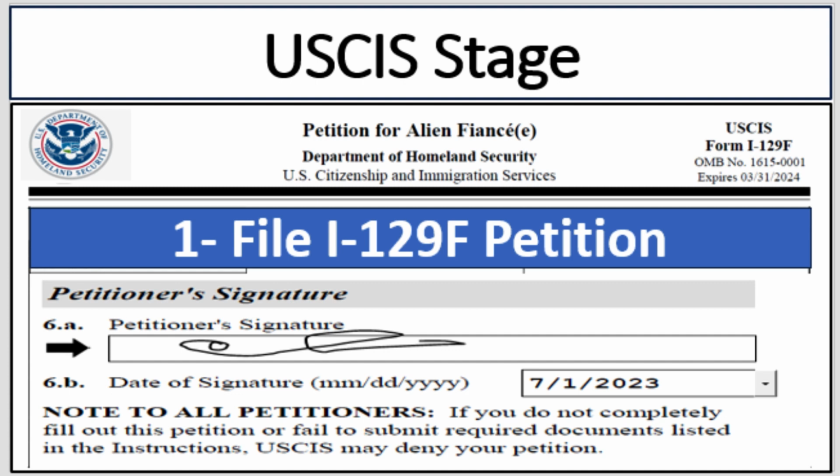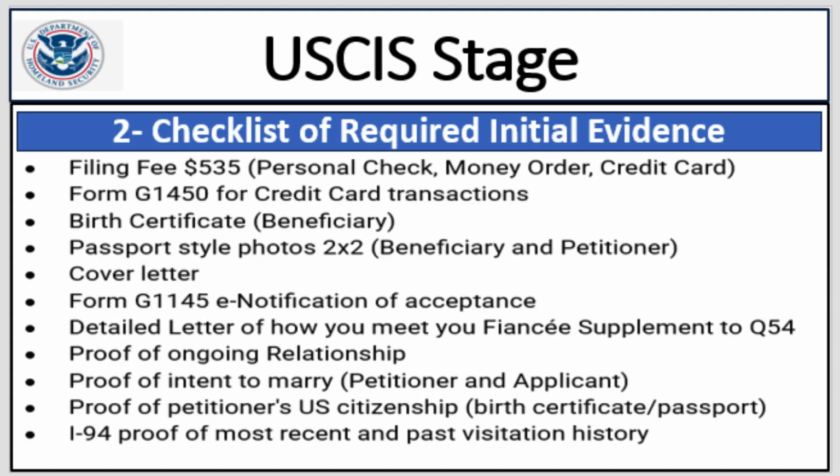Once your petition is completed, signed and dated, now it's time to gather the required evidence. That's the second step: checklist of required initial evidence. You will need a filing fee of $535. It can be a personal check, cashier's check, money order, or credit card. If you use a credit card, you need to include Form G-1450 for credit card transactions.